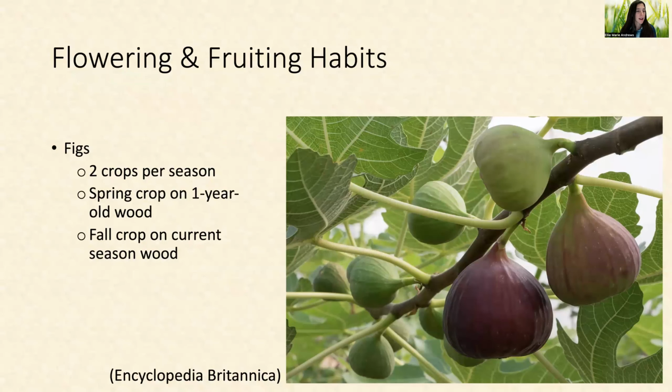So figs, typically they have two crops per season. There's a spring crop on one-year-old wood, and then there's a fall crop on current season wood, which is pretty interesting and a little bit different in some ways.